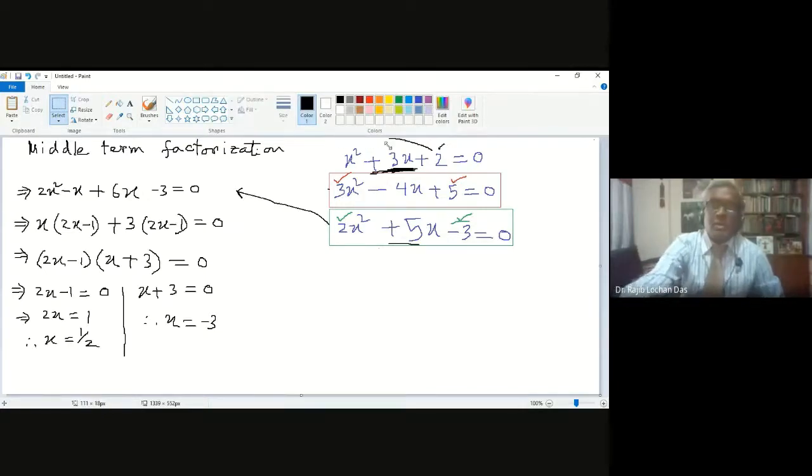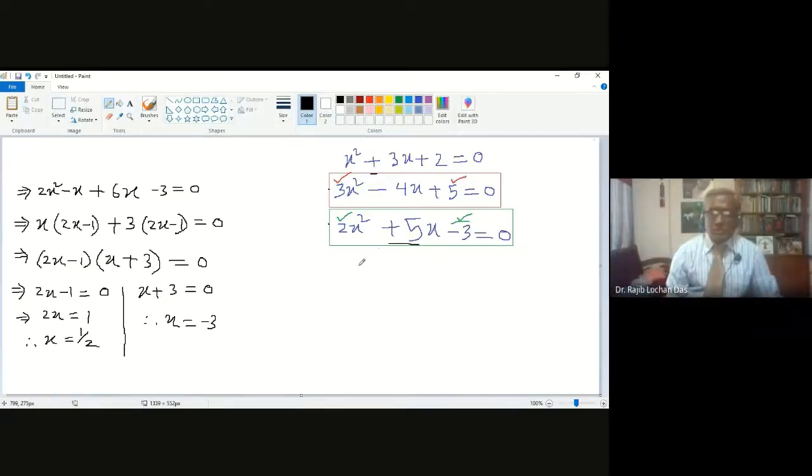Okay, and if in any equation the middle term factorization is not working, you can apply this formula. If middle term factorization is working, you can still apply this formula. So the quadratic formula is common; it can be used for any quadratic equation. So what is the formula? Let me give you the quadratic formula here.